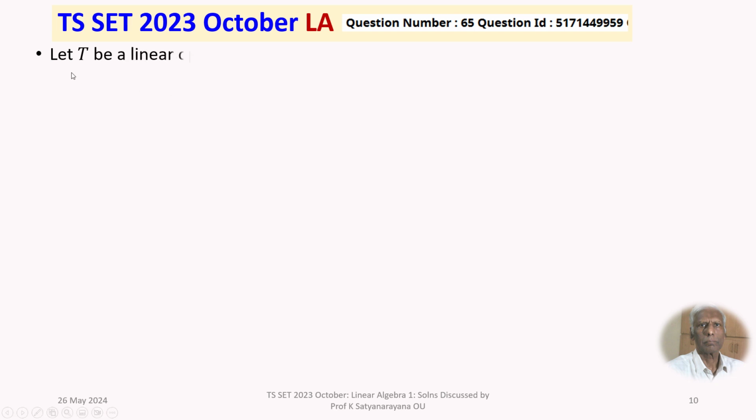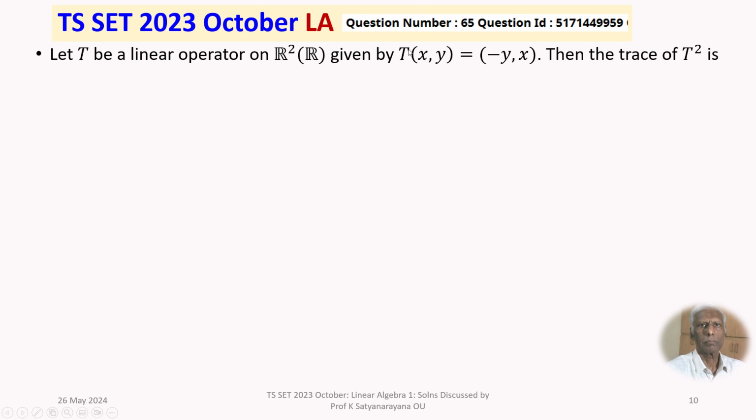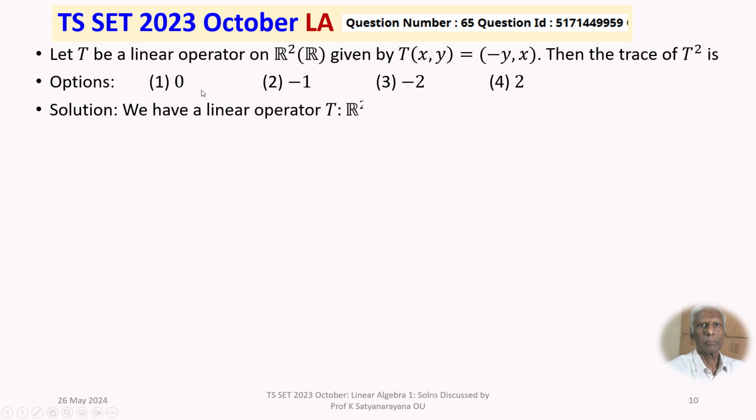The given question is, let T be a linear operator on R^2 over R given by T of (x, y) equals (-y, x). That means you reverse x, y and replace the second component of x, y by minus y, so (-y, x). Then the trace of T squared is, we are given 4 options. So we have the linear operator T from R^2 over R to R^2 over R defined by T of (x, y) equals (-y, x).